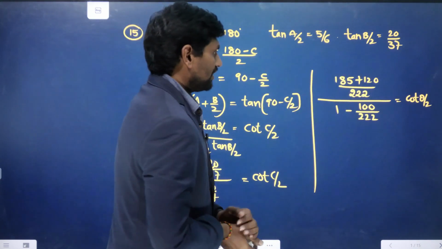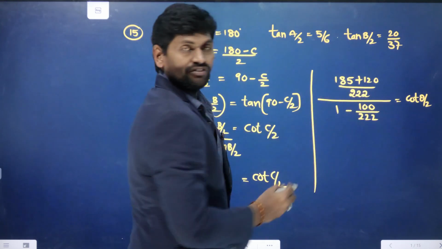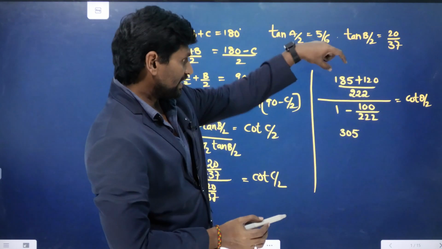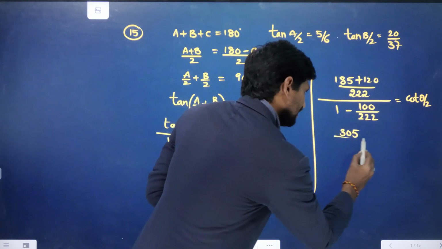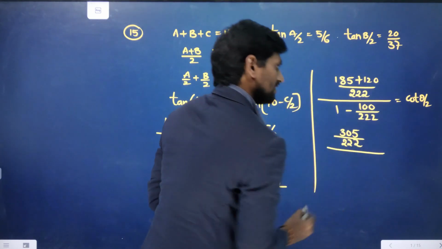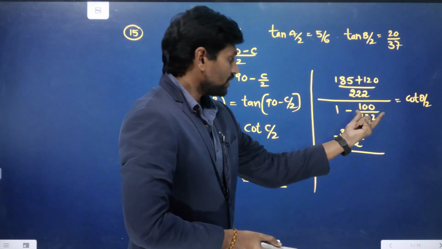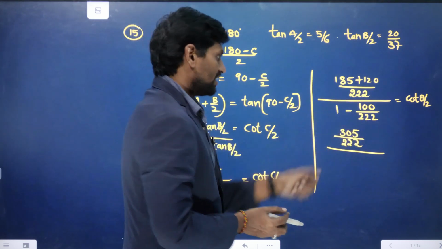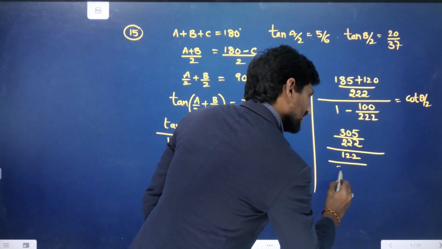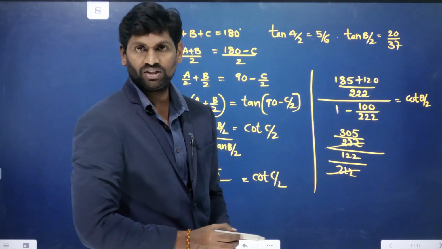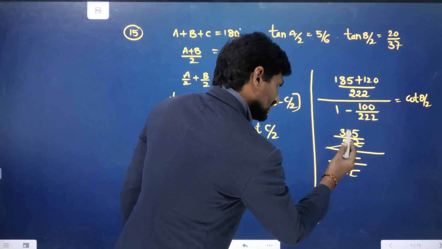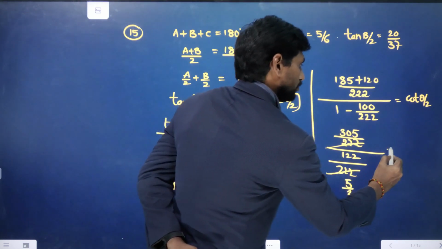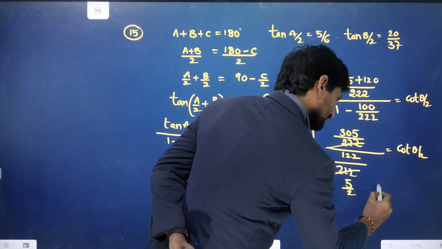Okay? Yeah. So let us try to simplify this. 185 plus 120 is 305, divided by 222 minus 100. 222 looks like a mixed fraction, right? 222 minus 100 is 122, so 122 divided by 222. Both denominators are the same and can be cancelled, and both get cancelled in the 61 table. Okay? Yeah, so that means 5 by 2.